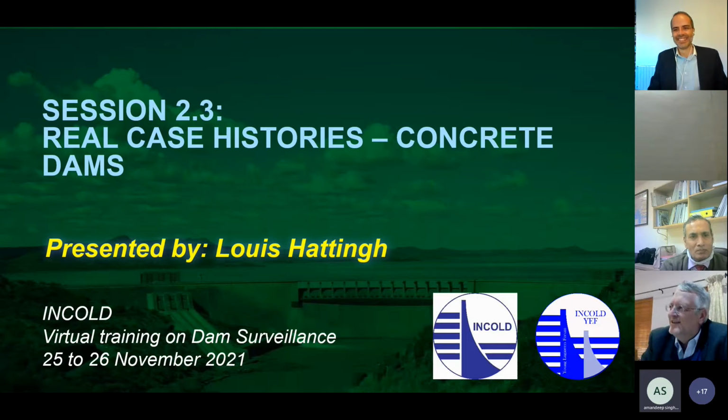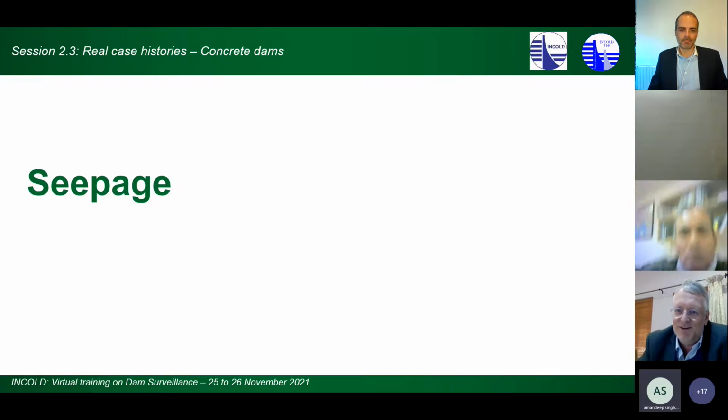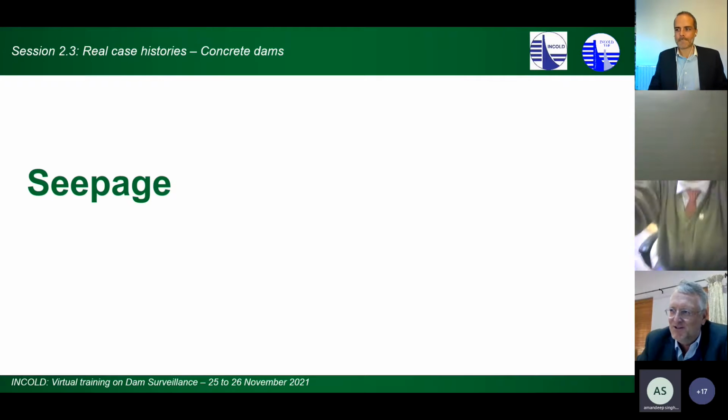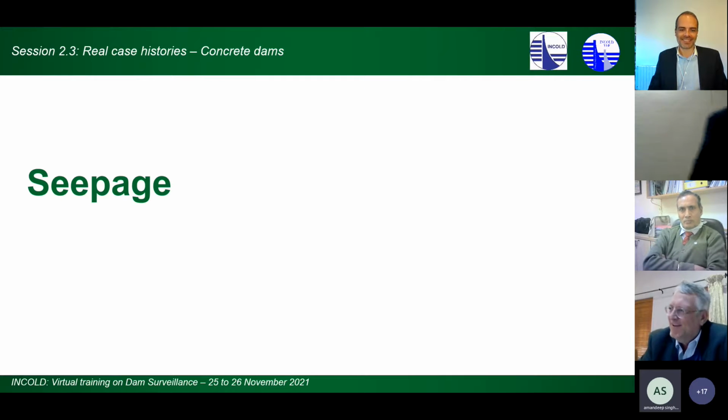Okay, let's look at some concrete dam examples. I first wanted to start with seepage. A lot of people, in the environment that I work in, don't consider seepage monitoring essential with concrete dams. Listening to Manuel, I realized all my examples on the concrete side are actually arch dams, so my apologies to the gravity people. But on the concrete side, arch dams are my favorite dams.